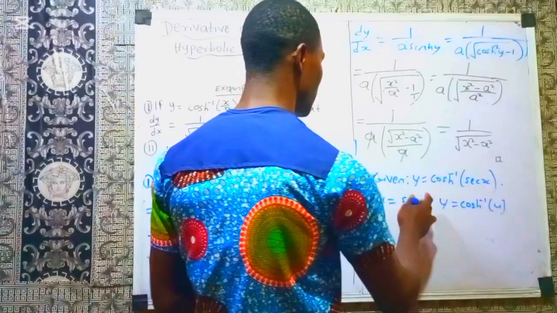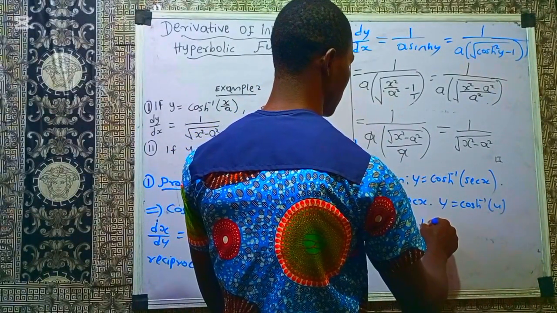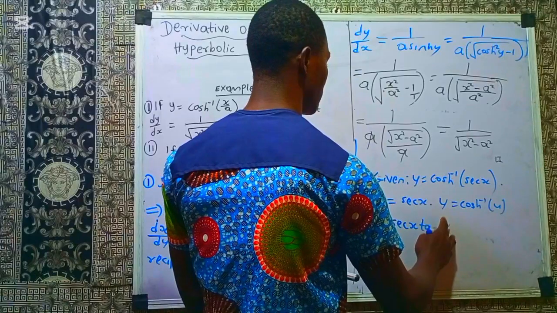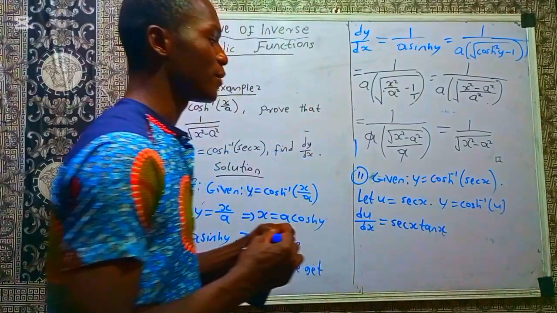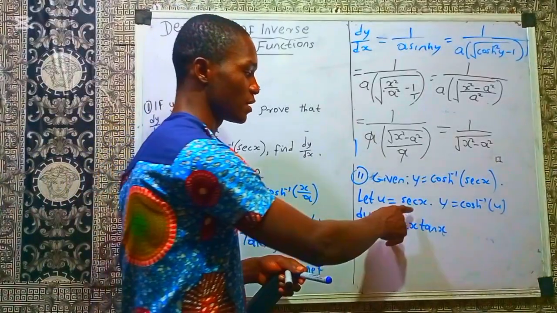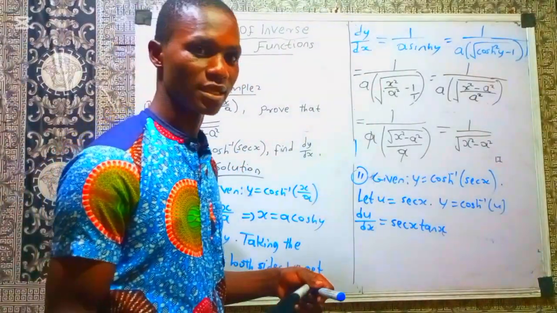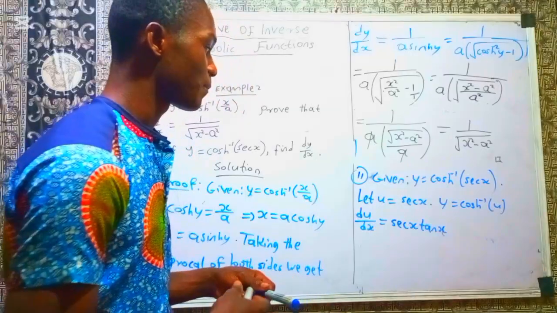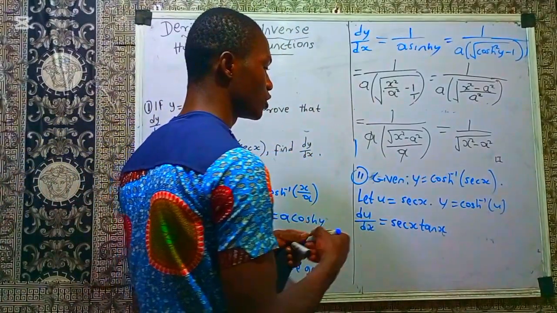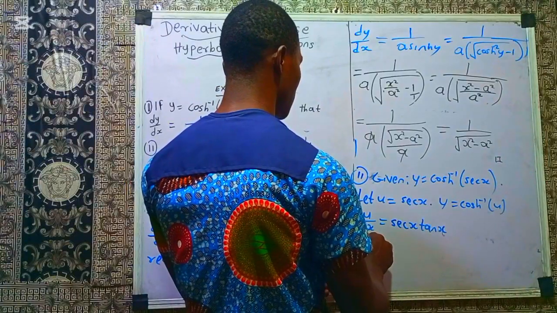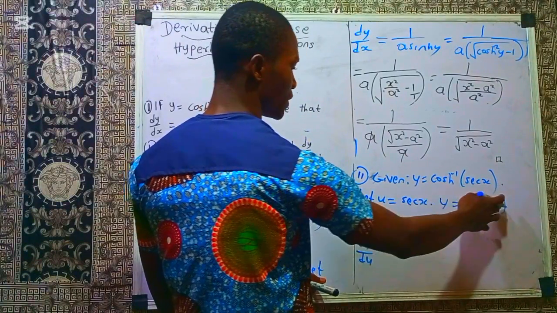So if you differentiate sec x, you get sec x tan x. So this is what you are going to get, sec x tan x. Remember, this sec x does not have h, so it's not hyperbolic sec. It's normal trigonometric sec. Then you differentiate the outside, the y with respect to u. So I'm differentiating y with respect to u.